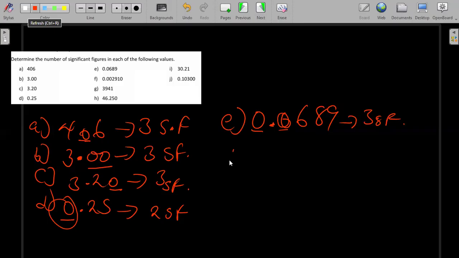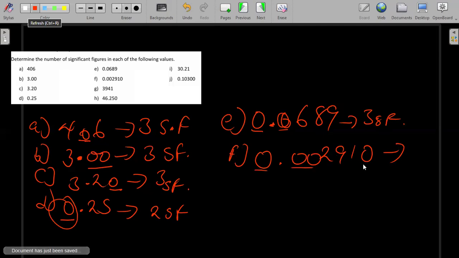Let's try F. For F we have 0.002910. We have these leading zeros and we have 1 trailing zero here. How many significant figures do we have in this number?